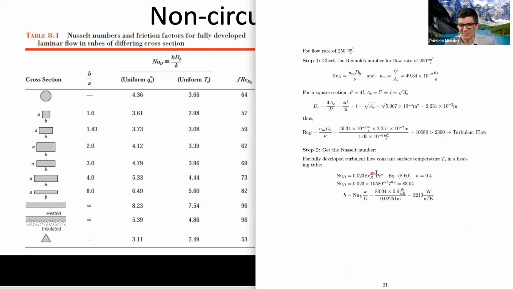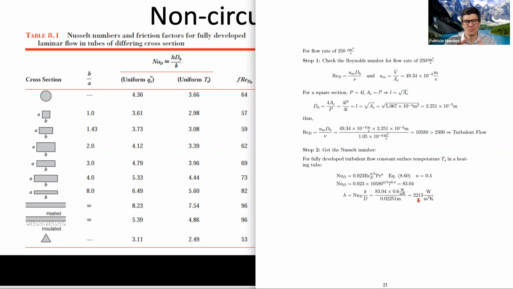So we calculate things very much the same as before, except that the Reynolds is based on the hydraulic diameter, not the diameter of a circle. This is a square now. And we get this Nusselt of 83. And when we back calculate h, we get 2200. Very similar to what used to be the round pipe again. So we see the difference between circular and square.